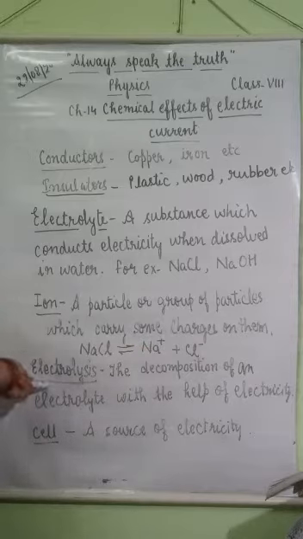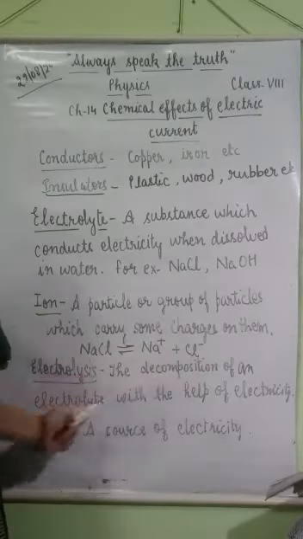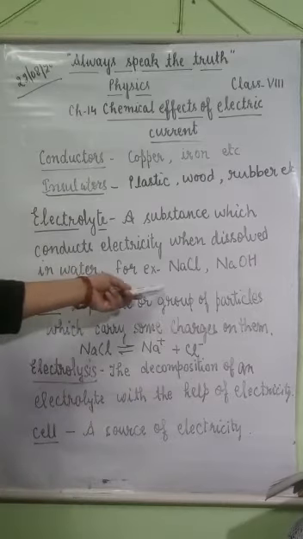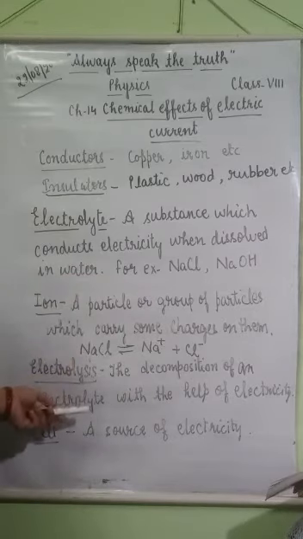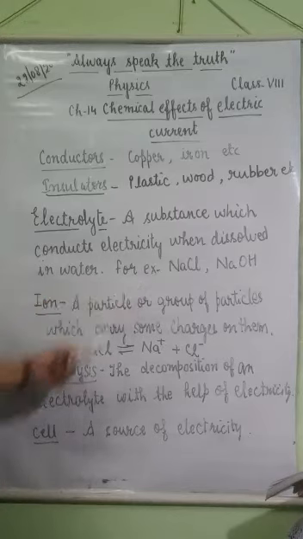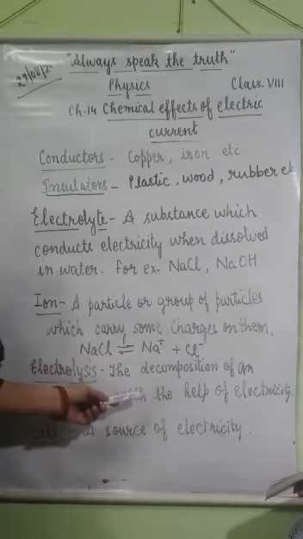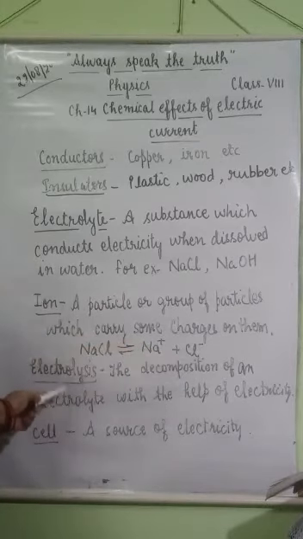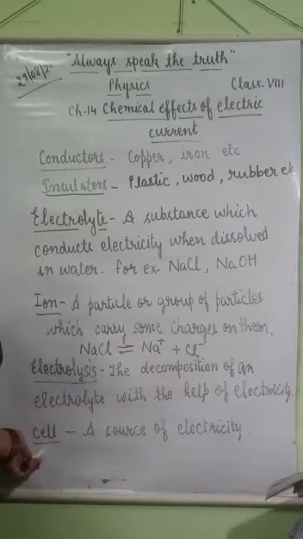Next is electrolysis, the decomposition of an electrolyte with the help of electricity. The electrolyte is the solution of sodium chloride, and when electric current passes in the solution of sodium chloride, it dissociates and decomposes into its ions. This decomposition of an electrolyte with the help of electricity is known as electrolysis. And next is cell.